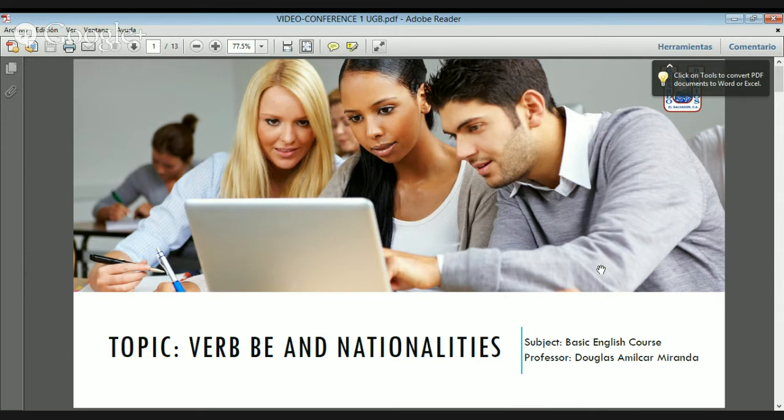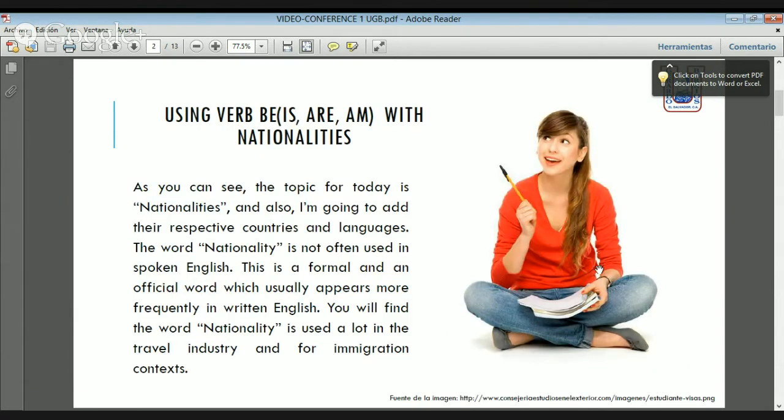Okay, let's start with the topic. Using the verb be, in this case, is and are, with nationalities. As you can see, the topic for today is nationalities, and I'm also going to add their respective countries and languages. The word nationality is not often used in spoken English. This is a formal and official word which usually appears more frequently in written English. You will find the word nationality used a lot in the travel industry and in immigration contexts.